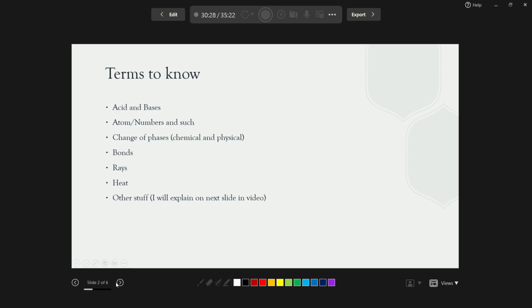Let's see. So we're going to go over bonds real quick. We're going to skip rays, I think. Well, rays is basically gamma rays and X-rays. That's what rays are, so I guess I did go over it. But we're going to go over bonds real quick. There are two types: ionic and covalent.